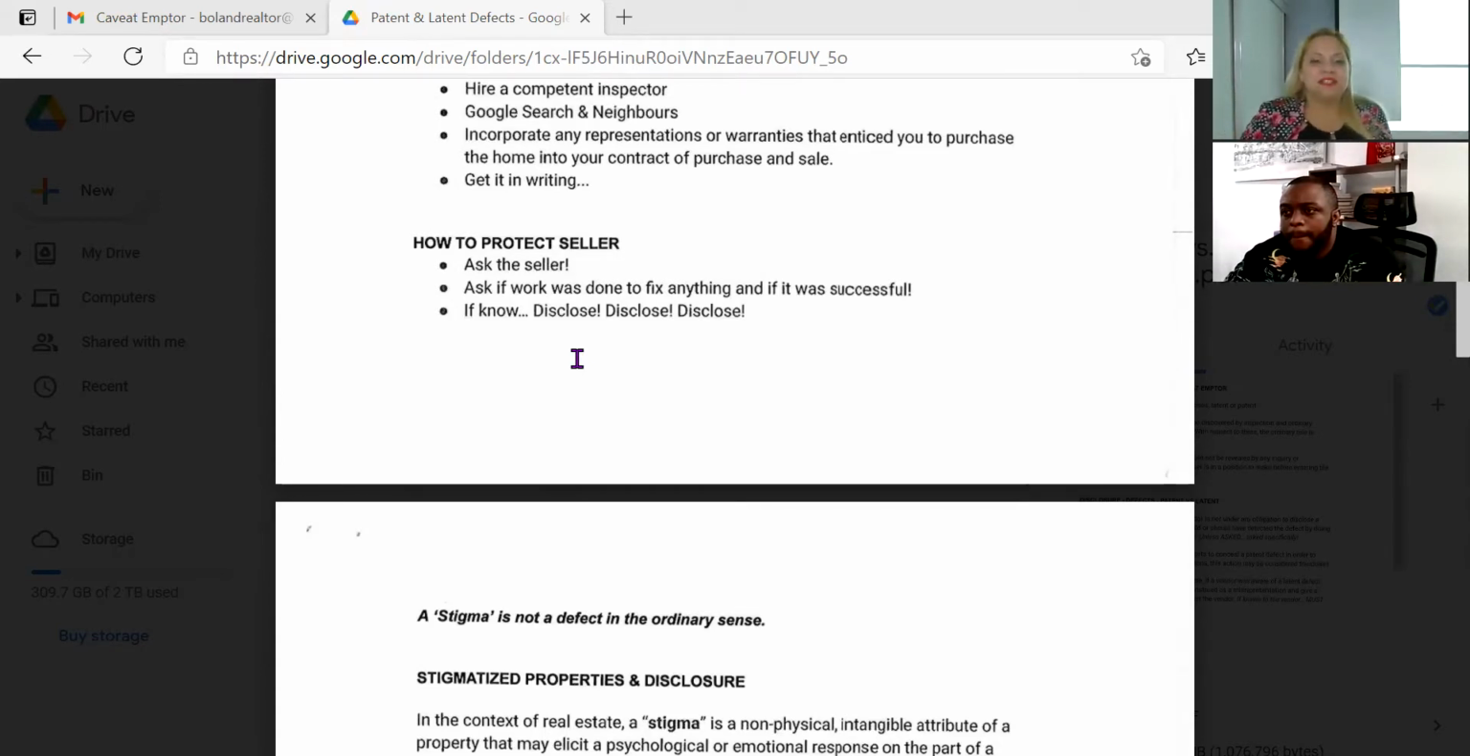You want to ask your clients if work was done to fix anything and if it was successful. So this is a big one. A lot of people say, oh yeah, no, it was fixed. So if the paint bubbles because there's been a leak and somebody comes in and scrapes that off and does a fresh coat of paint, but it hasn't rained the last couple of weeks, yeah, it was fixed, but we want to know if it was successful, right? Did they do something to fix what was actually the root of the problem?